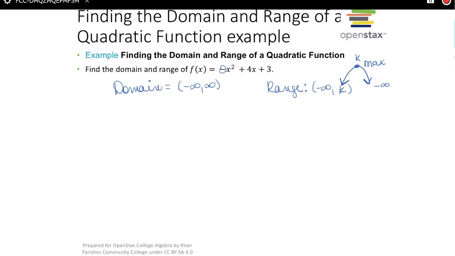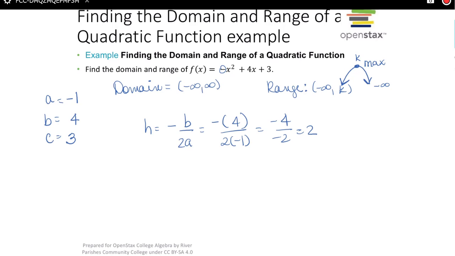So my range in this case is from negative infinity to k, so we need to figure out what k is. In order to find k, we first find h, because we use h to find k. So we need to find our a, our b, and our c first. So a is negative 1, b is 4, c is 3. So h is negative b over 2a, which is negative 4 over 2 times negative 1. So it's negative 4 over negative 2, which is 2.